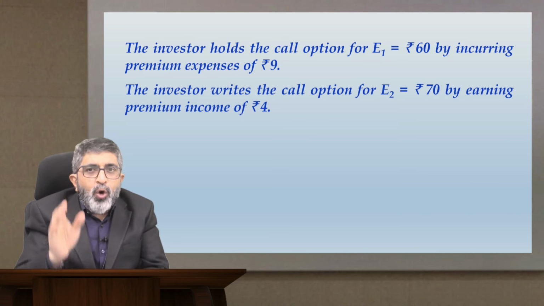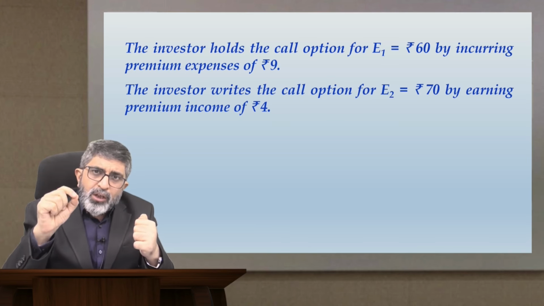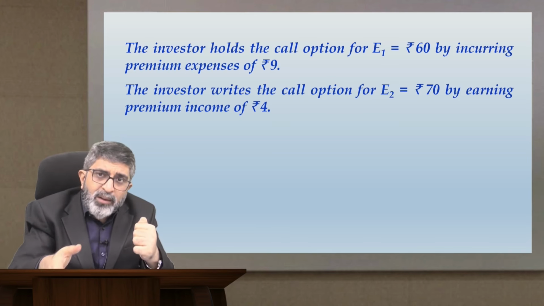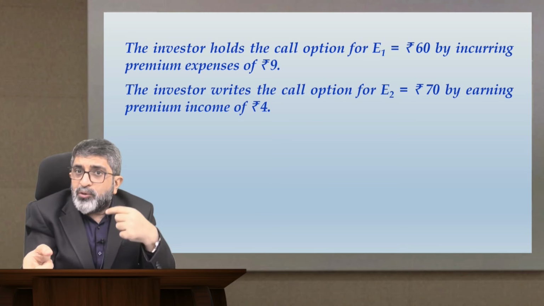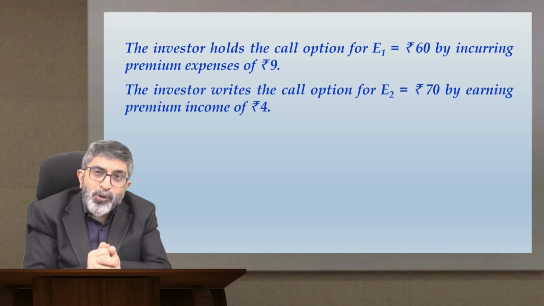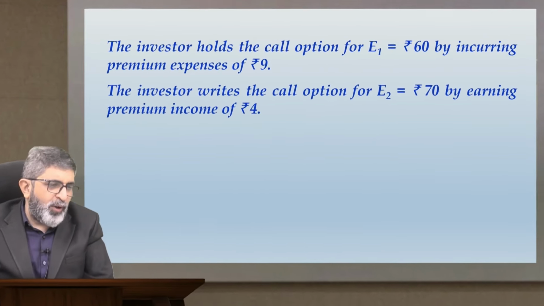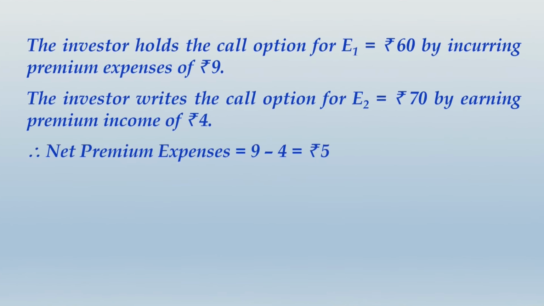Therefore, our strategy here is what? You have become a holder at E1 and a writer at E2. It means you have paid a premium of 9 and received a premium of 4. So the net premium amount will still be an expense, and that will be an expense of rupees 5. So the net premium expense will be rupees 5. Exercise price E1 is 60 and E2 is 70. Now, before we make up the payoff table, you must note down this basic information.